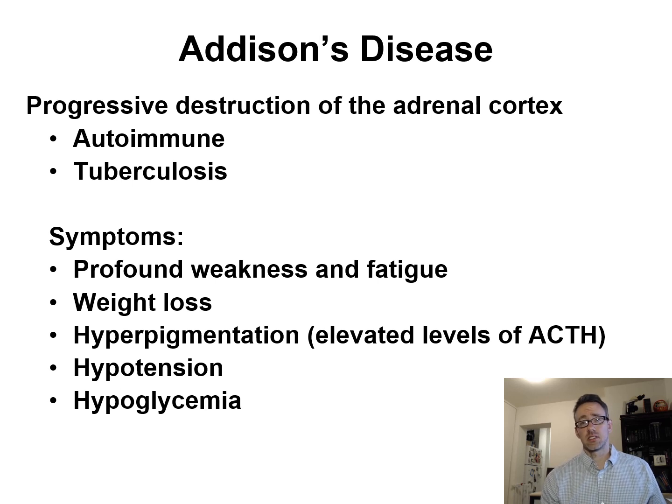Hyperpigmentation, because ACTH levels are elevated, which stimulates the cells of the skin to increase melanin production. Hypotension, again, because of the aldosterone. Hypoglycemia, because cortisol is one of the main hormones to bring glucose levels up through gluconeogenesis. It's not the only one. We'll talk about a couple others in the next couple slides, but it's one of the primary ones.